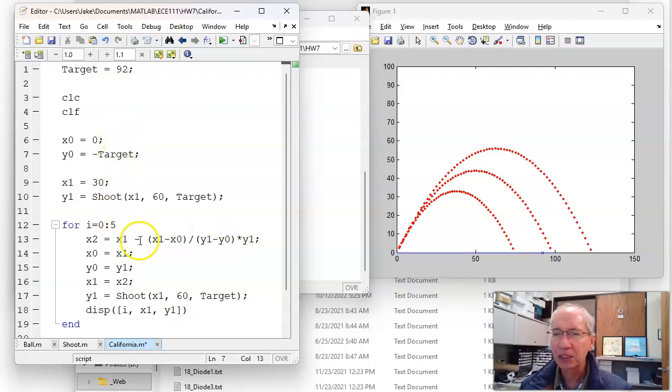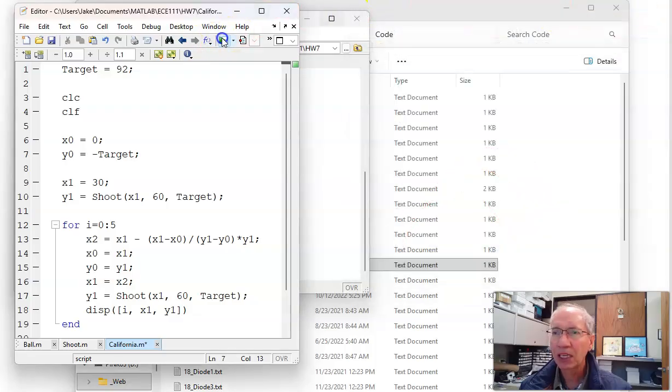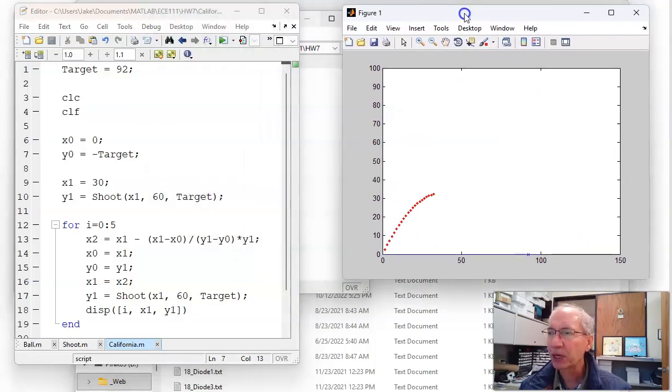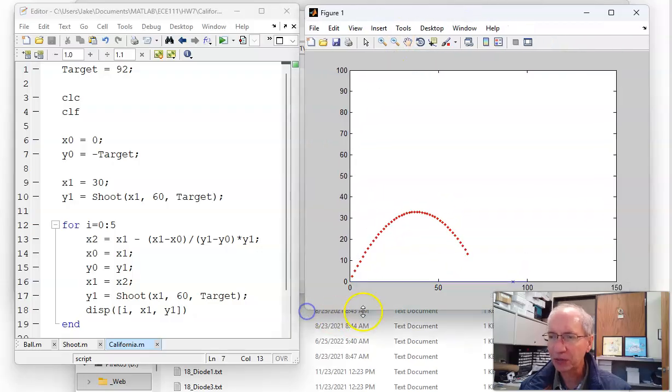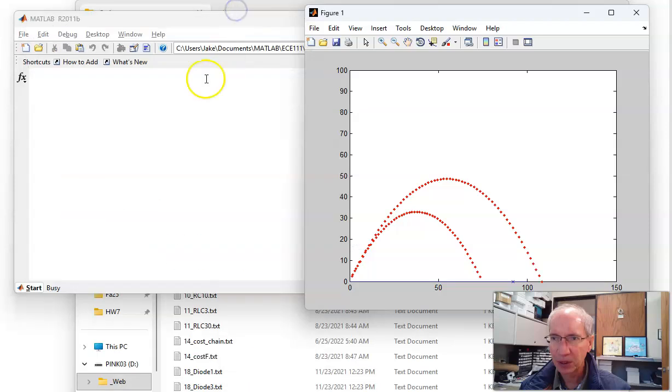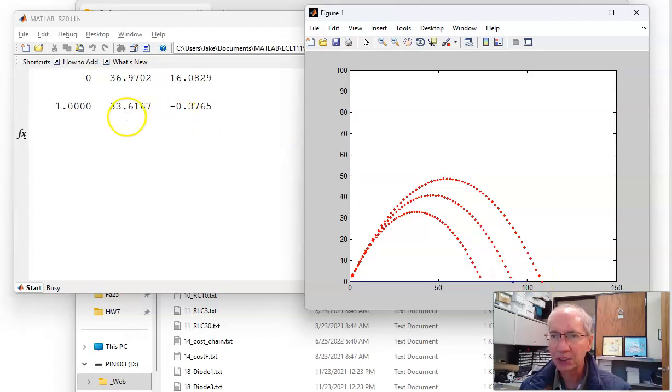What's my next guess? This is California method. I can interpolate and basically find the zero crossing if I extrapolate the first point from the second one. So 0 gives me 0. That's 30. The next guess, go over to Matlab, is 36 meters per second. That missed by 16. Long. And interpolate, next guess is 33.61. Missed by a short, 0.37 meters. Next guess is 33.69. Just about nailed it. And third iteration, I hit the target.